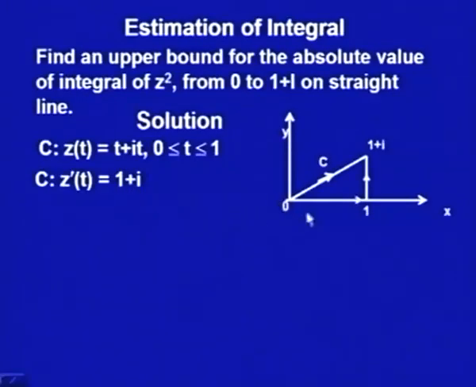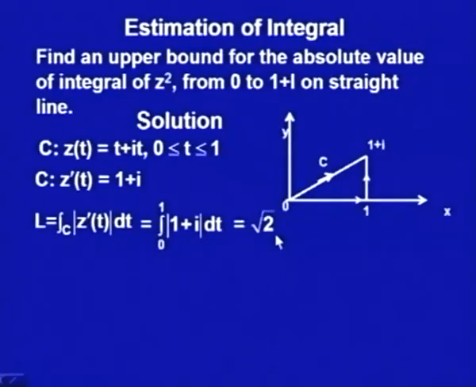Now if you do remember, that property says the absolute value is less than M times L, where L is the length of the arc and M is the highest value, the upper bound of the absolute value of f z. So first the length of arc. Either I can get it directly, this is the length of this straight line, because it is 0 to 1 and this is 1, so it should be square root 2, or we can calculate using the formula: z dash t is 1 plus i, the absolute value of 1 plus i is square root 2, integrated from 0 to 1, we simply get square root 2.